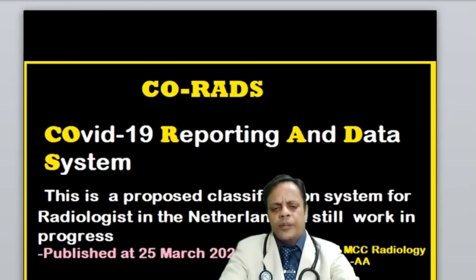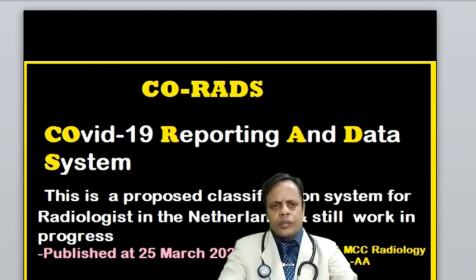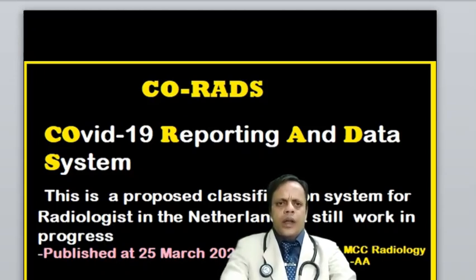And here you can see CO-RADS. So there are four types of stages. CO-RADS one means either there is no lung infection, or there could be something but non-infective. CO-RADS two means there is infective pathology but not of viral origin.